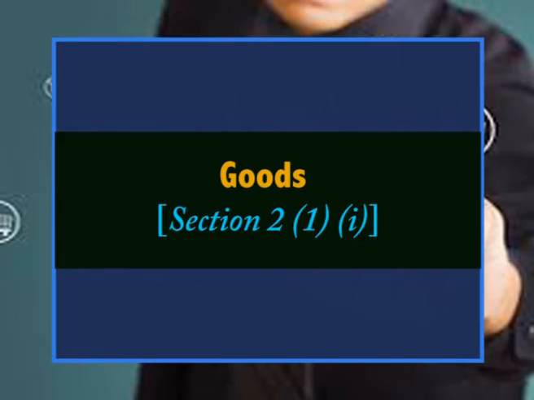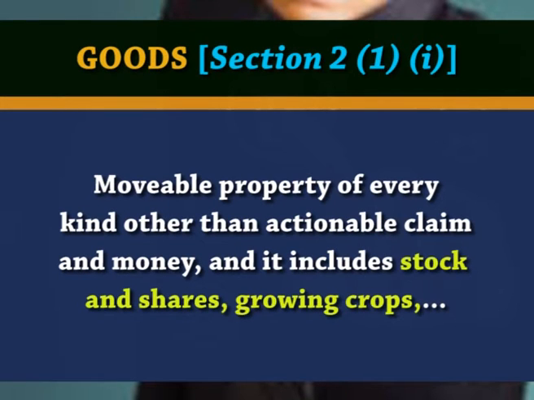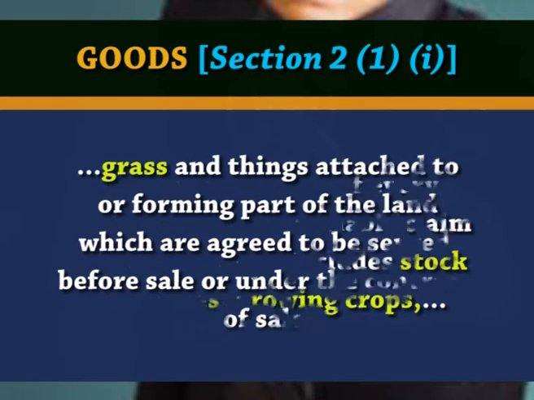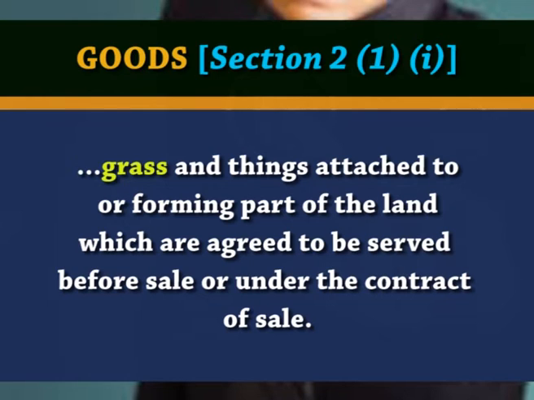Goods is defined in section 2 subsection 1. It means movable property of every kind other than actionable claim and money, and it includes stocks and shares, growing crops, grass and things attached to or forming part of the land which are agreed to be severed before sale or under the contract of sale.